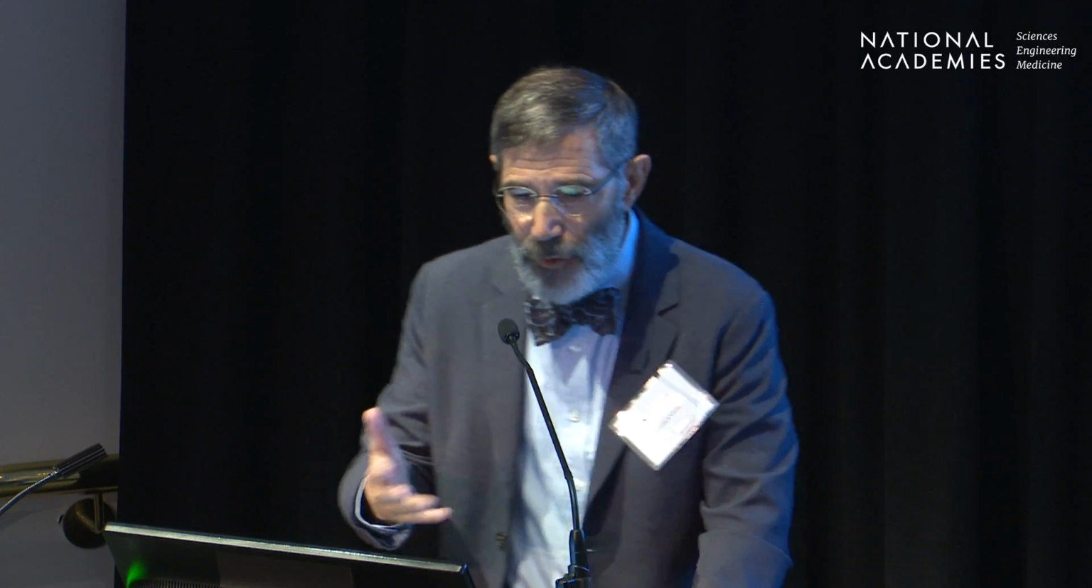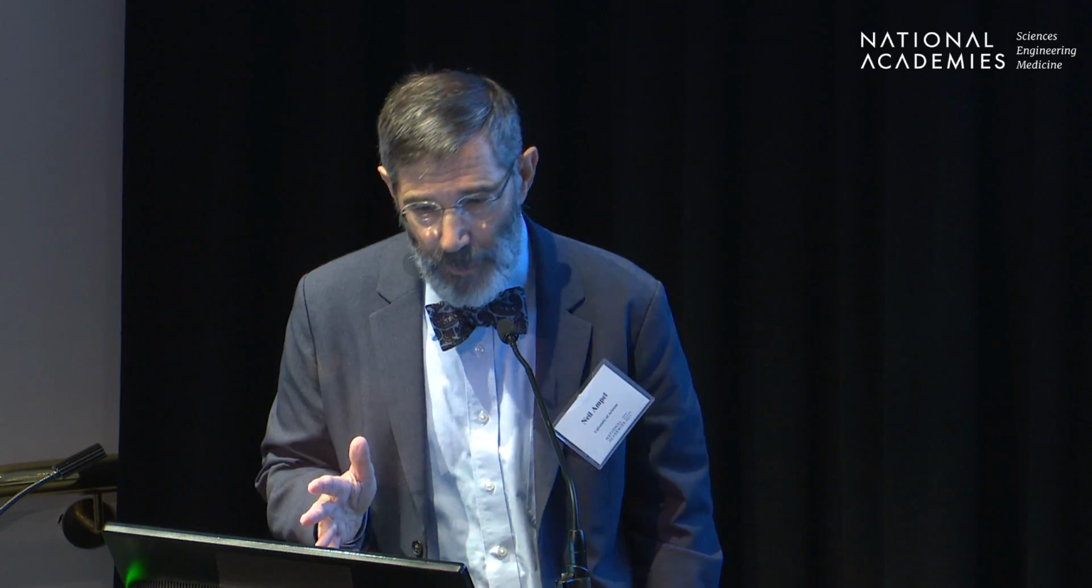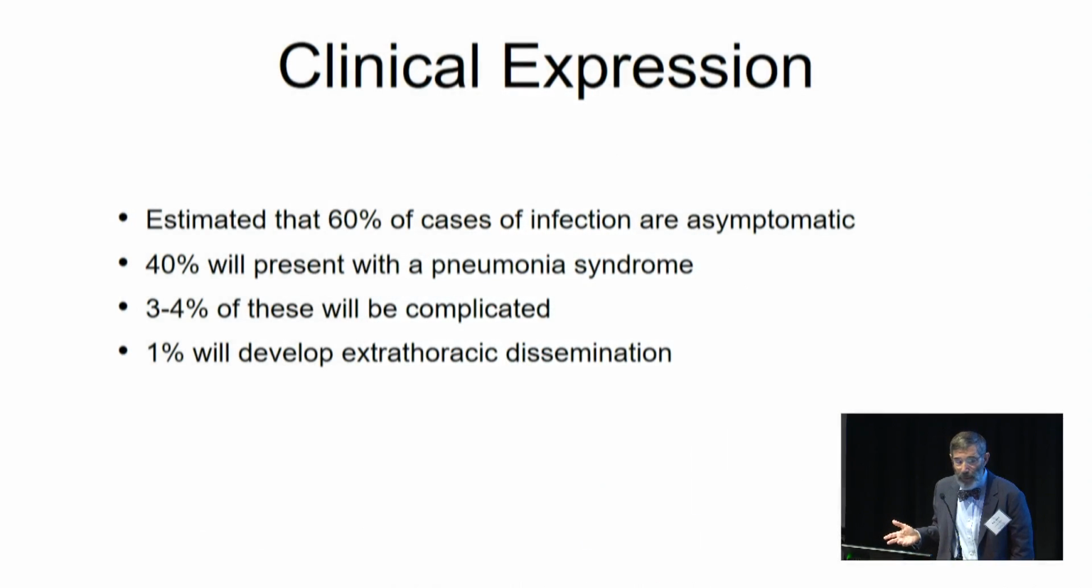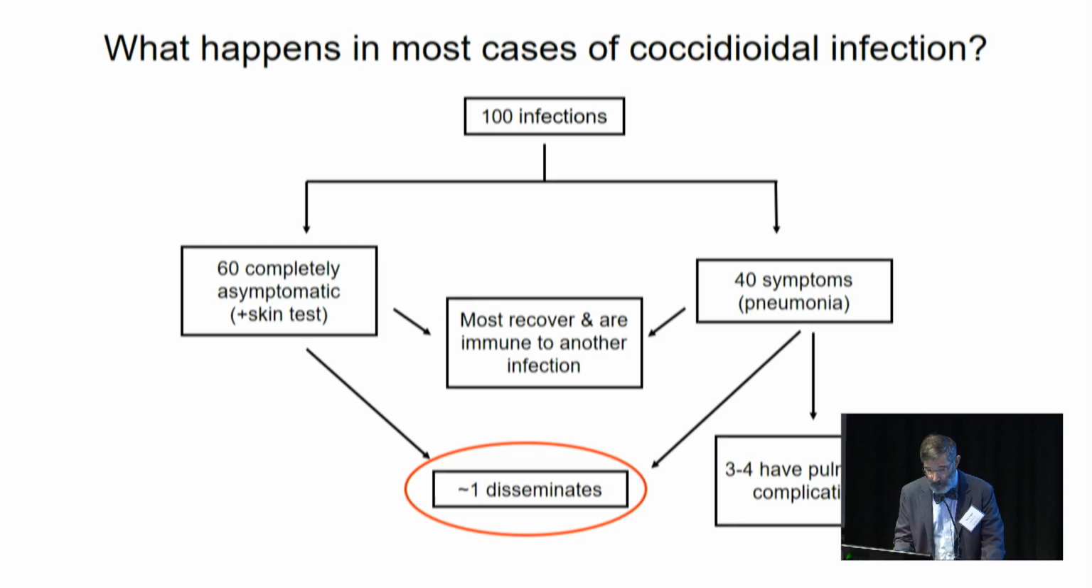So, as Josh intimated, what's the clinical expression? Well, 60% of individuals are asymptomatic. They're infected, they develop that cellular immune response, and that's it. 40% will develop the pneumonic syndrome. 3 or 4% will be complicated, and 1% will develop extrathoracic dissemination.